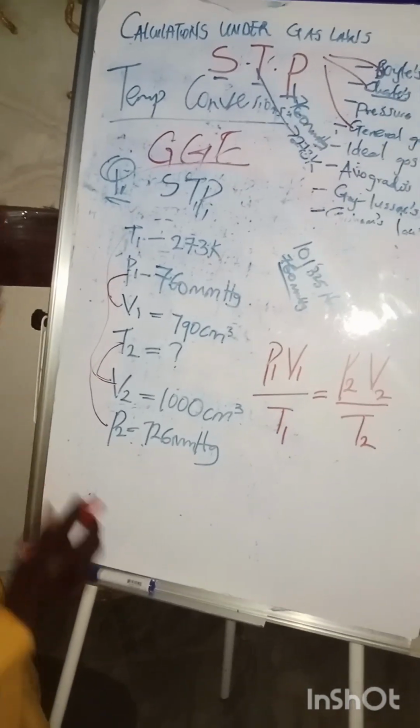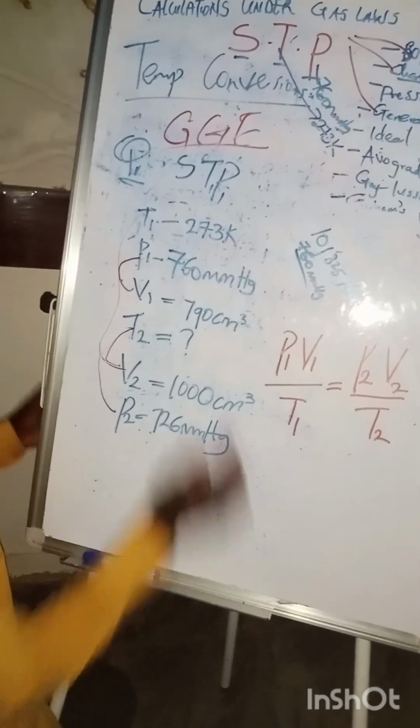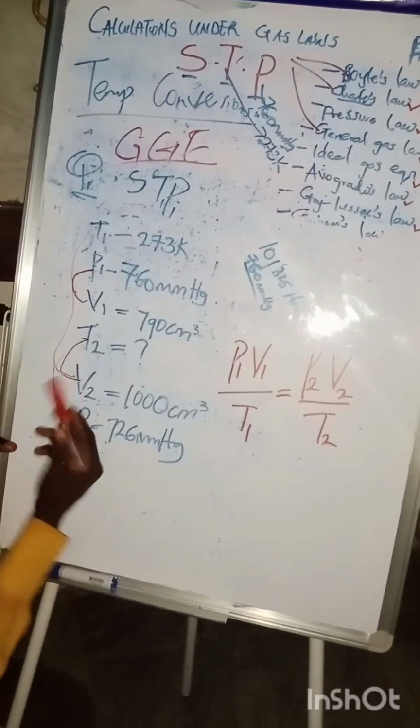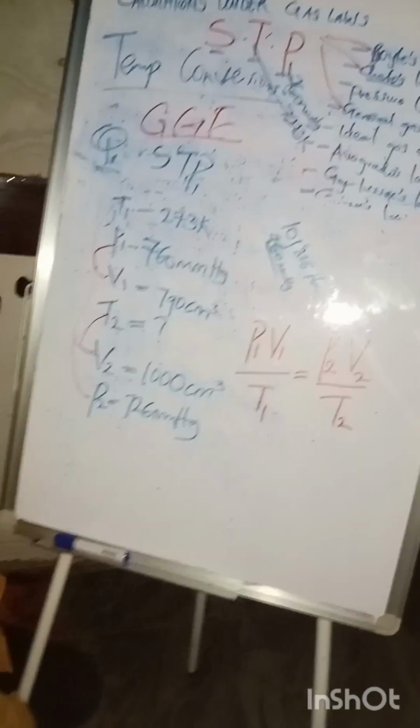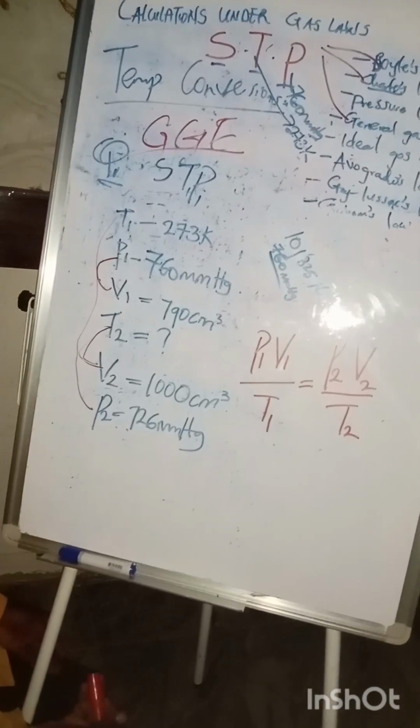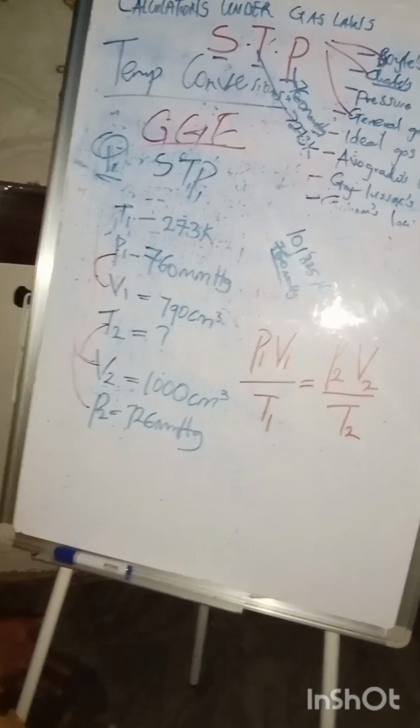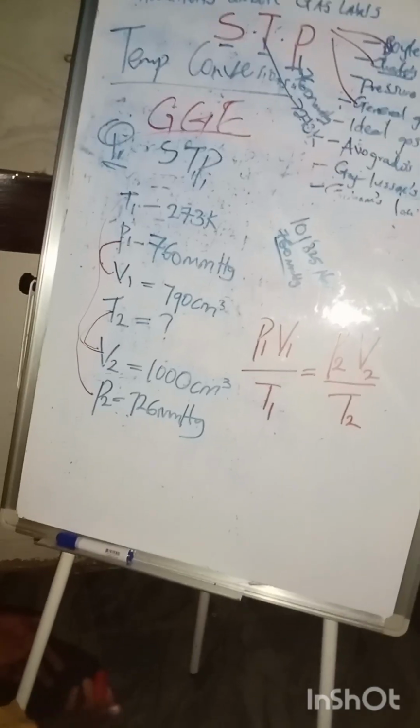So you will now put the given values, your parameters, into this one, then do your normal math and get your answer. This thing is very simple. You have to solve them under 0.1 seconds in your JAMB exam on that day.